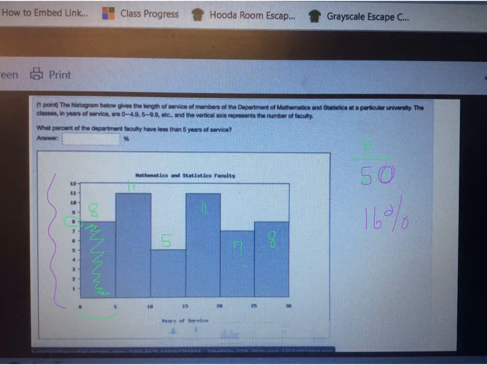In order to change that into a percent, you can either make it into an equivalent fraction by doubling both the top and the bottom so that you get a number out of 100, or you can take 8 divided by 50 and multiply that answer by 100 to make it a percent.